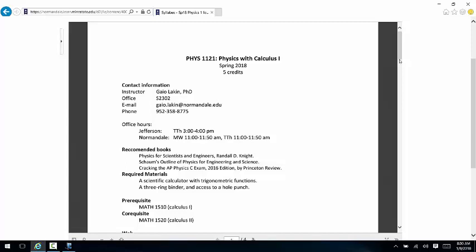So to get a hold of me, the easiest way is email, and there's my email address. You can also call that phone number and leave a message. I don't even have a phone in my office, but you can call that number and leave a message, and I'll get an email saying I have a message, and you can get in touch with me that way. But email is the most direct.